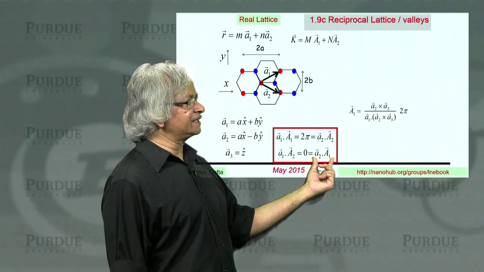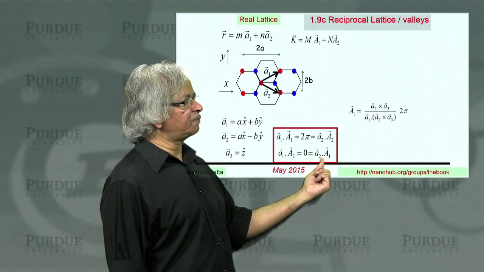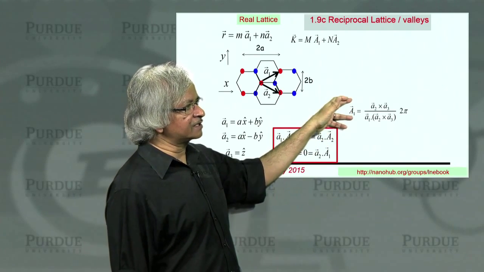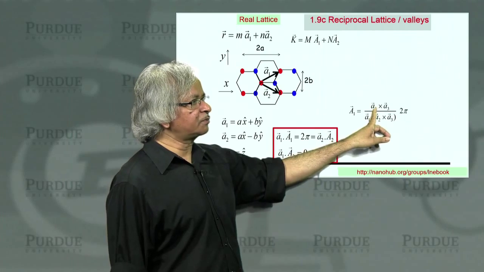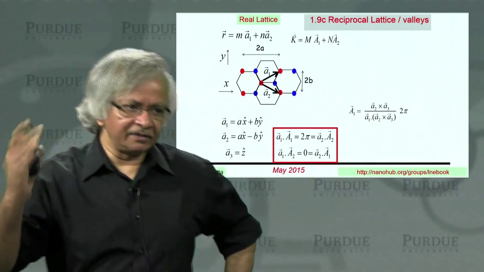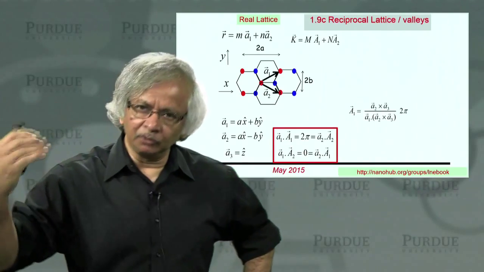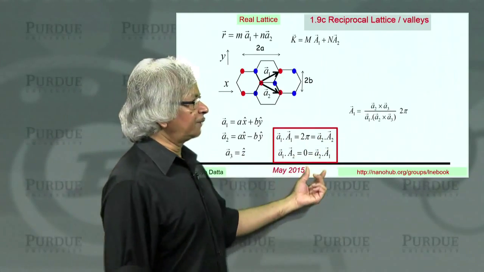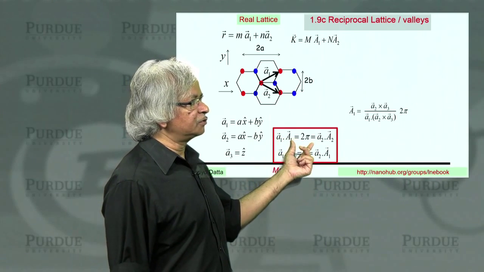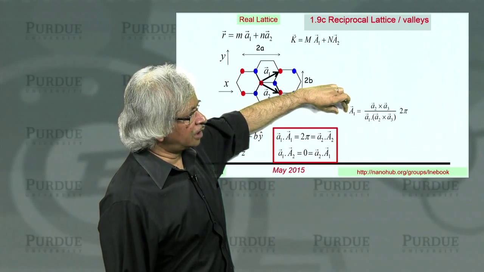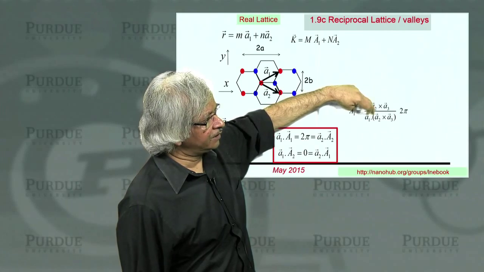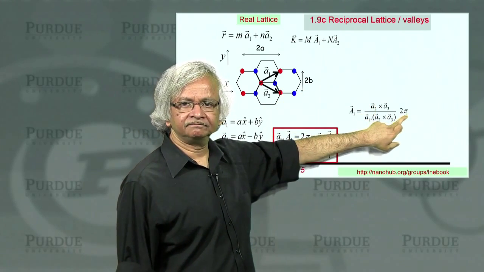Well, this basically says that capital A1 should be perpendicular to A2. And this, of course, ensures it. Why? Because capital A1 is the cross product of A2 and A3. And as you know, when you take the cross product of two vectors, the resulting vector is perpendicular to both of them. So I have automatically satisfied this. Well, what about small a1 dot A1 equals 2 pi? Well, that's easy to see. Dot this with small a1. Then you see the numerator becomes exactly the denominator, so it cancels out, and you're left with 2 pi.